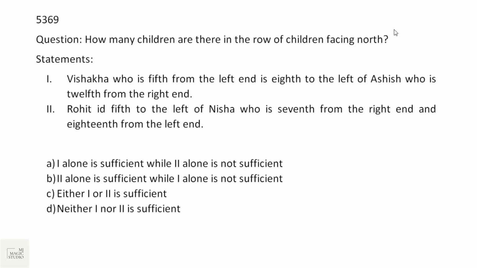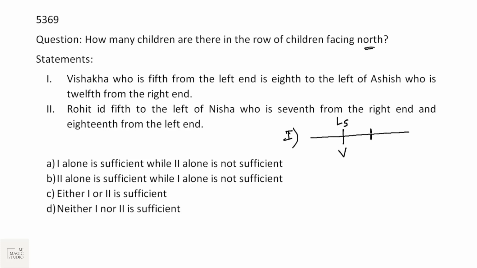One more question on data sufficiency related to people sitting in a row. How many children are there in a row of children facing north? First statement says, Vishaka, who is 5th from the left, is 8th to the left of Ashish, who is 12th from the right end.